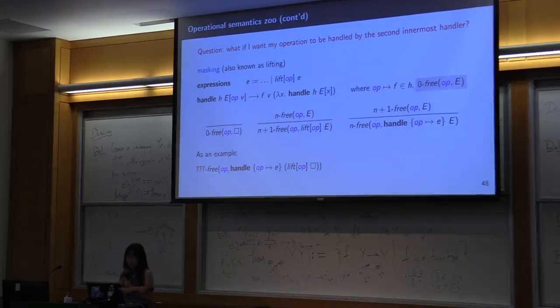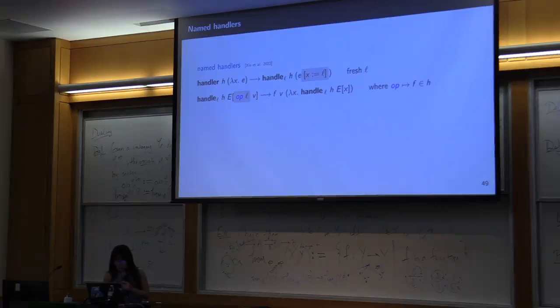Programming with masking and lifting is a bit like de Bruijn indices. You always have to manually specify which handler you want to handle this operation. That's why my collaborators and I came up with a semantics for effect handlers that we call named handlers. That is, you can basically give names to your handlers. And when you perform an operation, you can specify which handler you want to use to handle this operation.